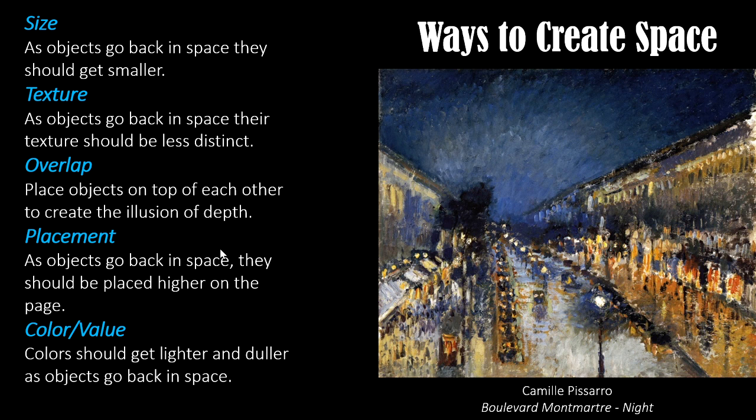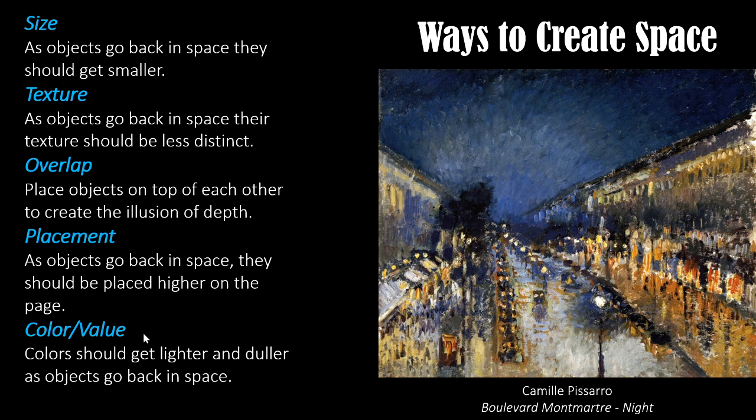Placement. We didn't talk about this one yet, but normally you know that something is closest to you in a work of art, a two-dimensional work of art, because it's going to be at the bottom of the page. Now, the exceptions are if something's flying through the air or there's a tree branch that's hanging into the side of the picture that's close up. But the general rule is that the closest thing to you is going to be closest to the bottom of the page. That's almost always true. And as they get farther away, it goes up the page and gets farther and farther away. So that's another way that you can create space.